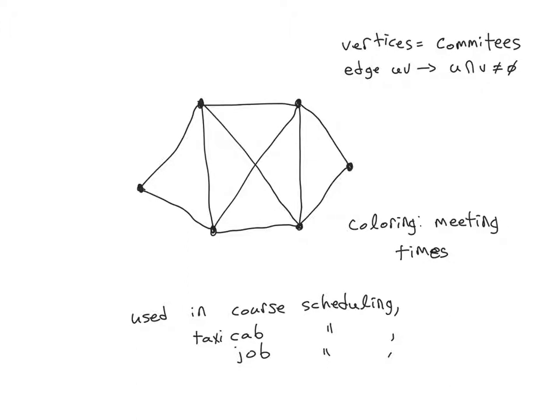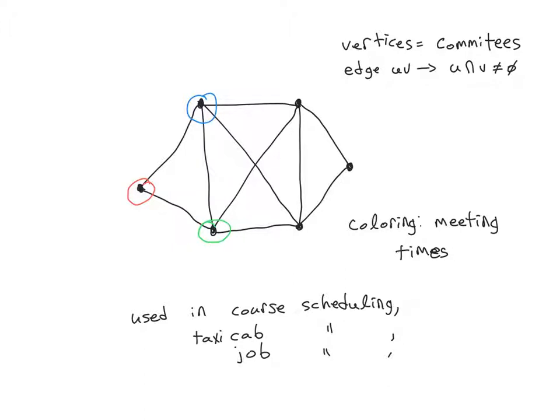Let's just pick some vertex at random to color. So let's color that red. And I'm going to use circles for my colors. And then since this vertex is adjacent to this one, it can't be colored red. So let's pick a different color, say blue. Now since this vertex is adjacent to a red vertex and a blue vertex, it can't be colored red or blue. So let's try green.